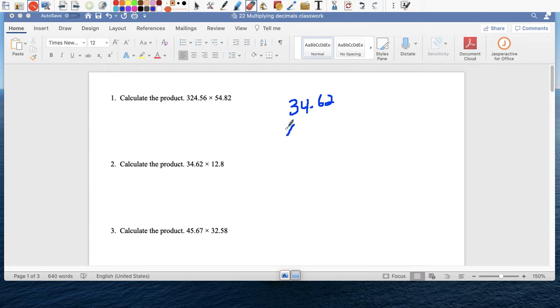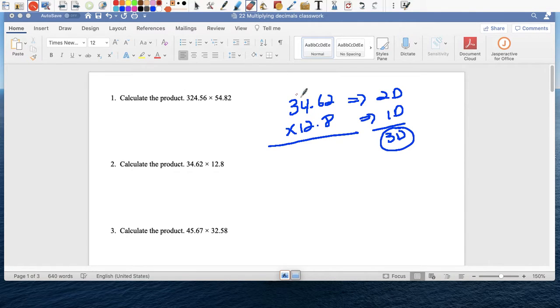34.62 times 12.8. So first thing, this has 2 decimal places. This has 1 decimal place for a total of 3 decimal places. 8 times 2 is 16, carry 1, 49 goes 4, 32, 36, carry 3, 24, 27. Let's add a decimal place.